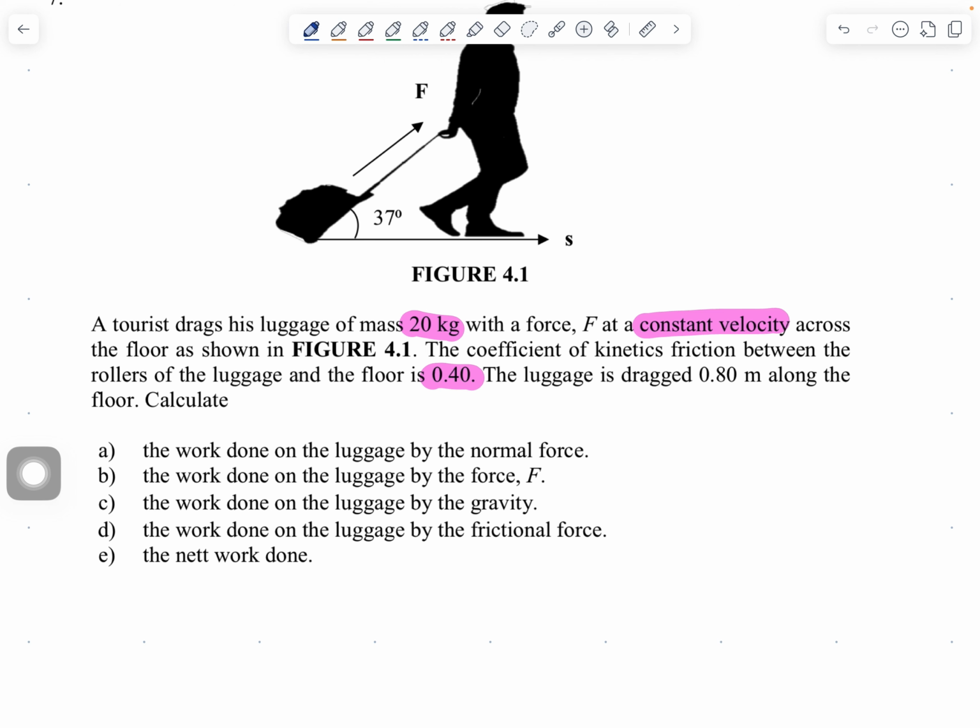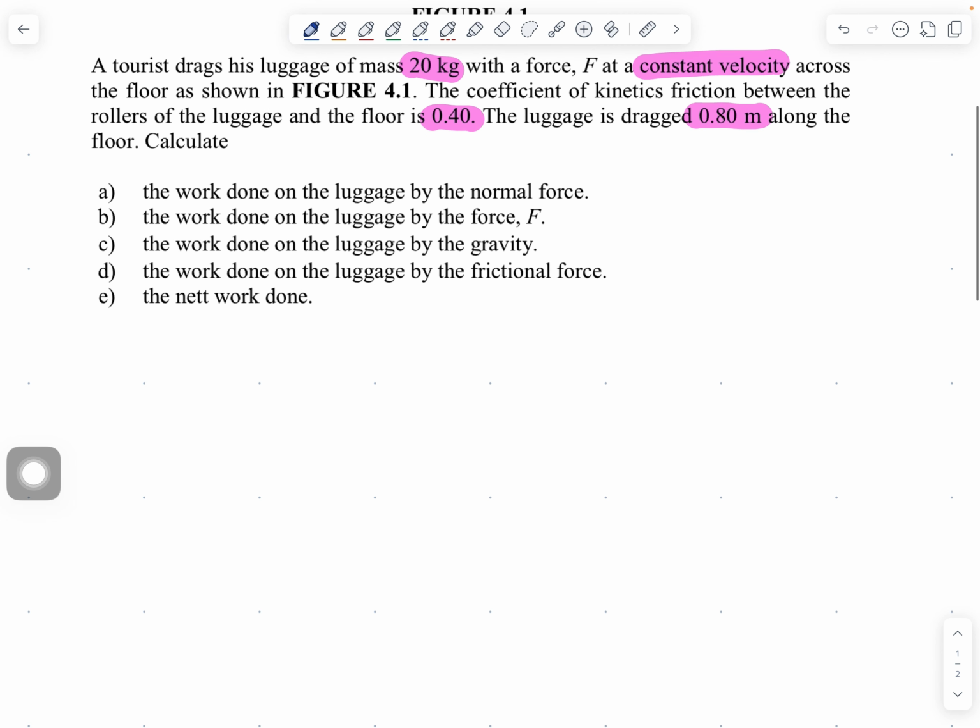So the luggage is dragged through 0.8 meter along the floor. They ask you to calculate the work done on the luggage by a few forces: normal force, external force, gravitational force, and also the frictional force. So to start off with this question, what we need to do is draw a free body diagram for the system.